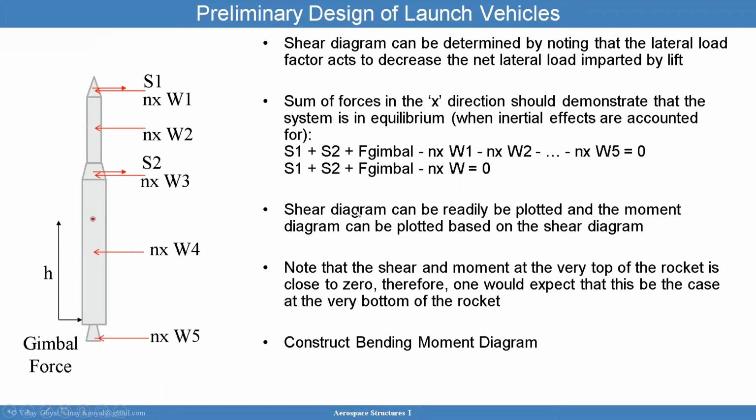The shear diagram can be readily plotted now, and then you can calculate the moment based on the shear diagram. I will do some examples later to remind you how that's done. Note that the shear and moment at the very top of the rocket is 0. Like at this point, there's nothing going on. And so therefore, at the very bottom, you should get 0 shear as well, which is very weird and different from what you may have seen in mechanics of materials. So that's a very, very important consideration. From there, you can construct the bending moment diagram if you have the shear diagram.